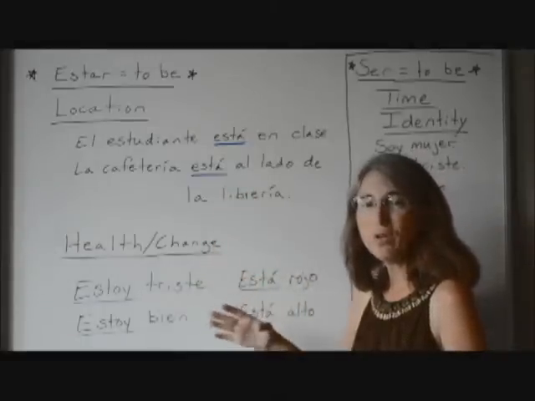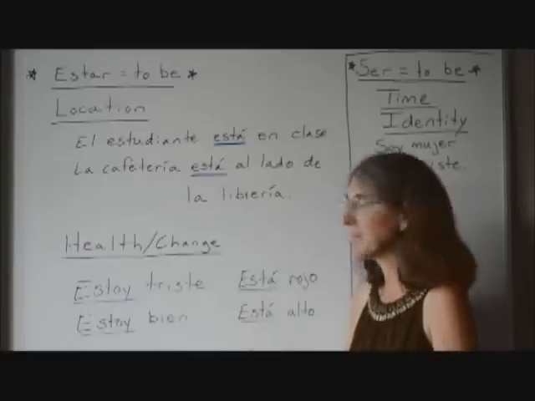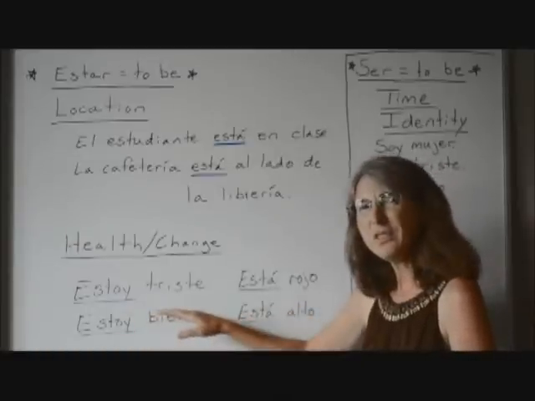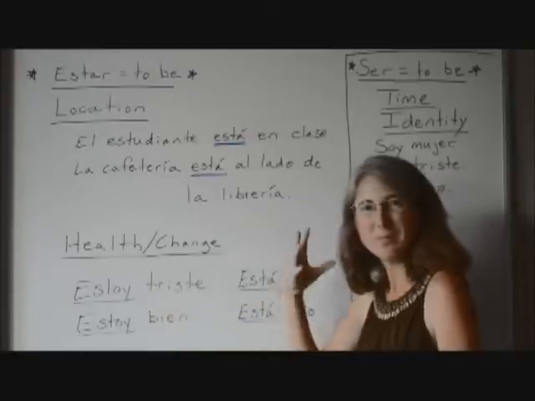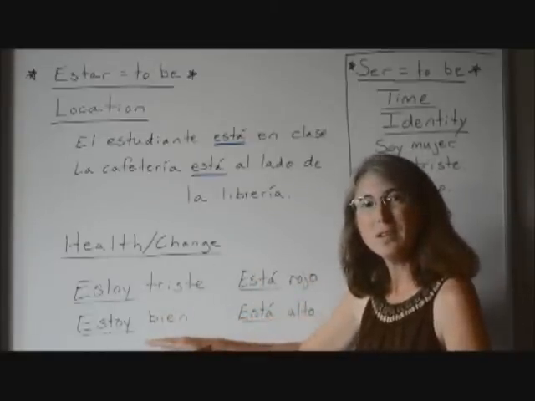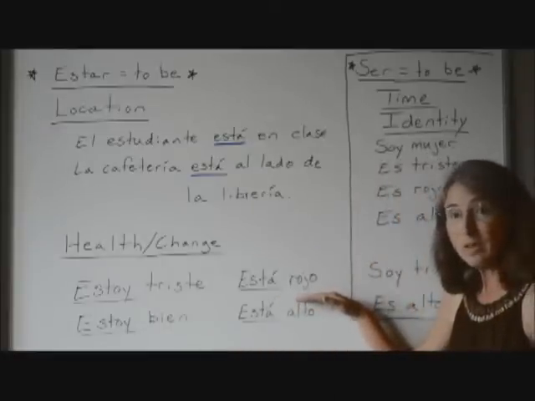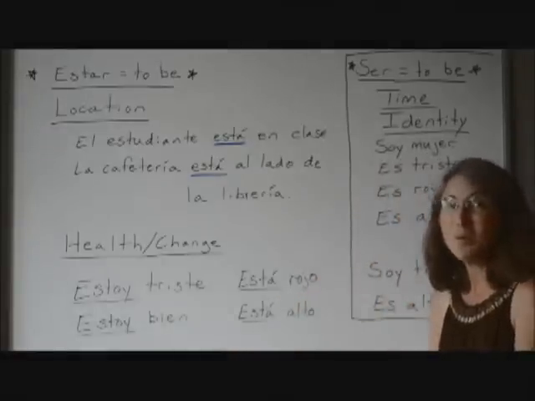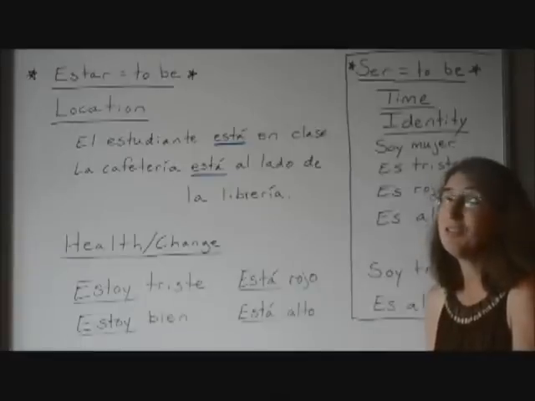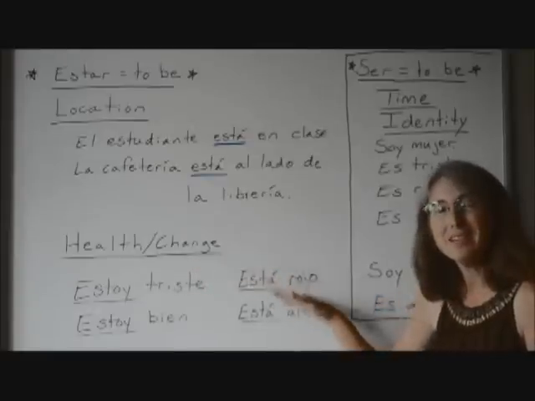If we're talking about health or a change in state, we're going to use the verb estar. Estoy triste. I'm sad. My emotions. I'm sad. Estoy bien. I'm well. Está rojo. It's red. It wasn't red before. It's not usually red. It used to be green, and now it's red. That represents a change in state.